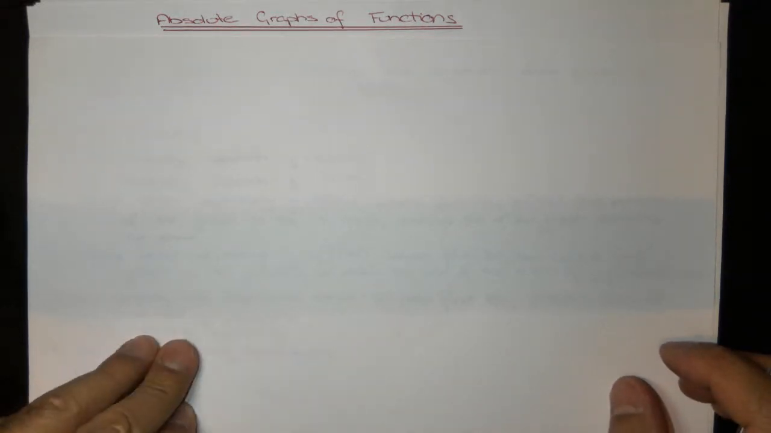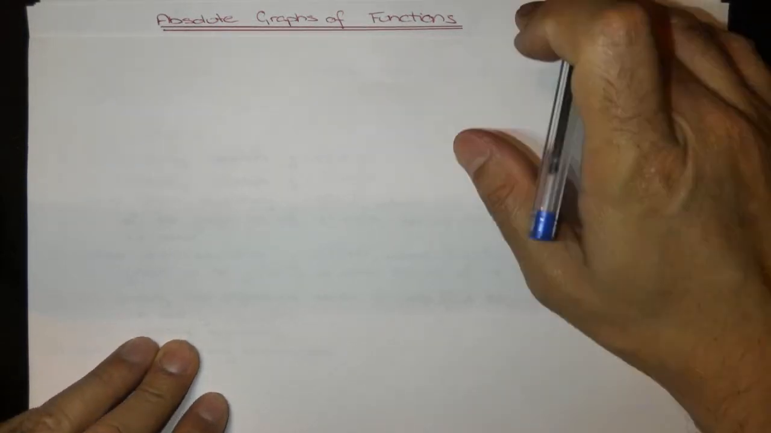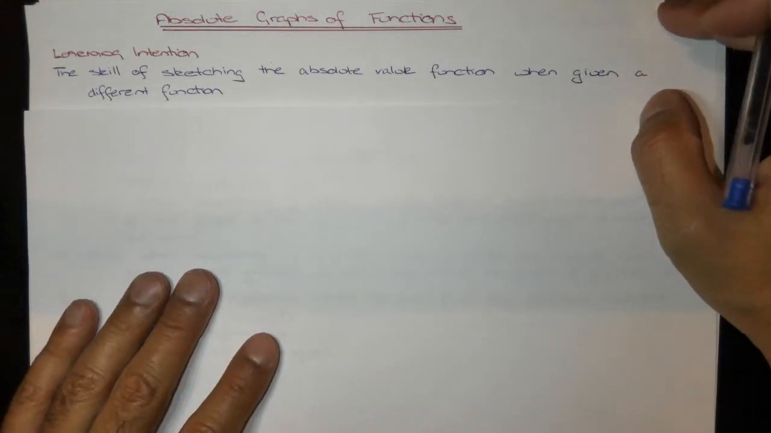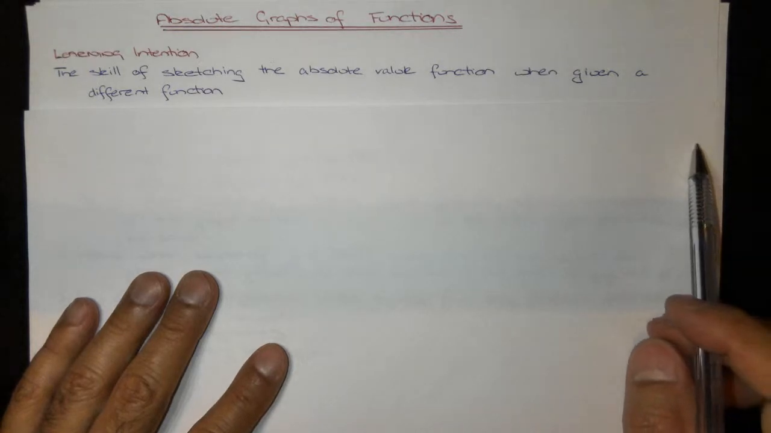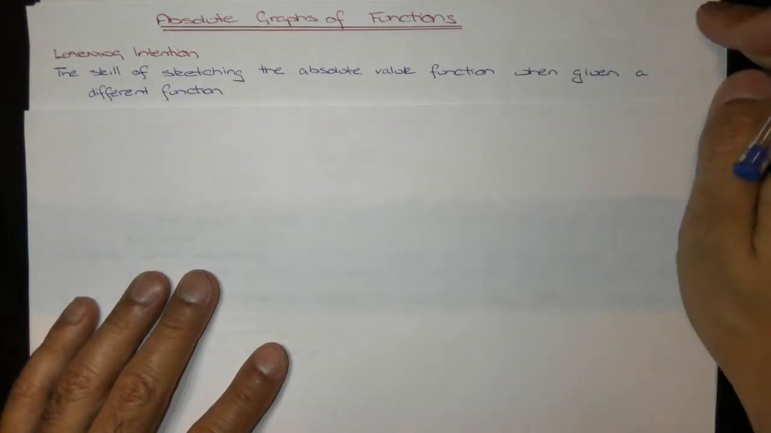Alright, so today we're going to be learning how to do some absolute graphs of functions. Our learning intention is to figure out the skill of sketching the absolute value function when given a different function. So we're going to give you a function, and we want you to draw its absolute version.